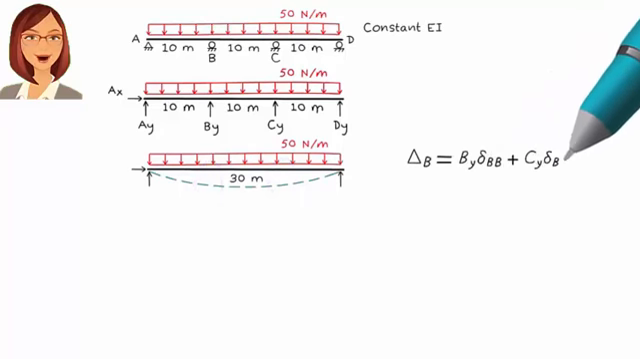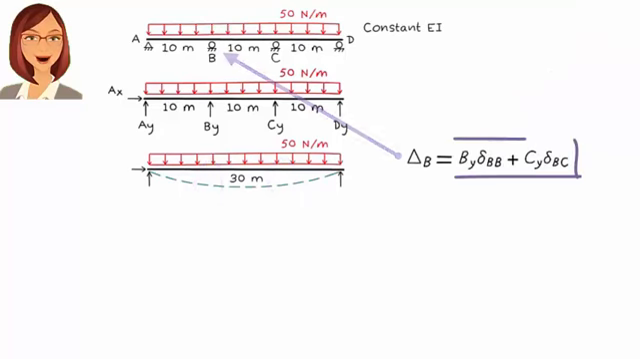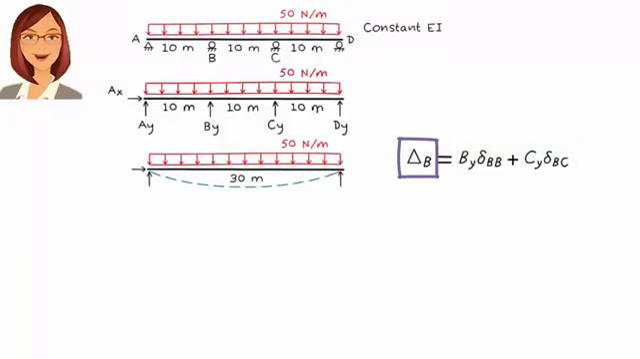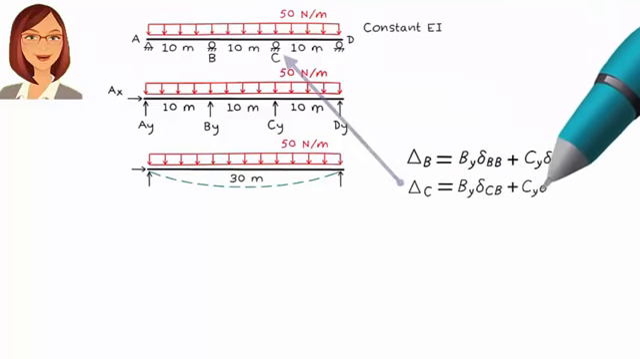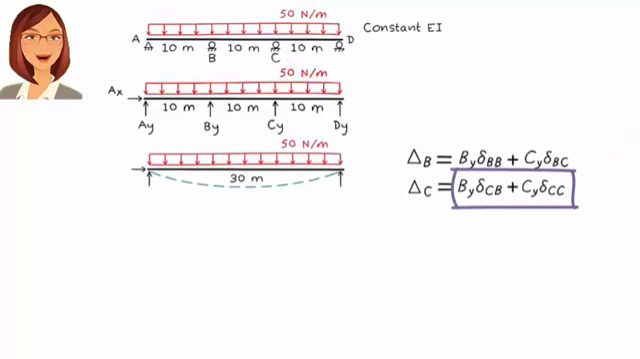This equation states that, at point B, the upward displacement due to the redundant forces must be equal to the downward displacement due to the applied load. This equation makes the same statement, but about point C. Upward displacement due to the redundant forces must be equal to the downward displacement due to the applied load.